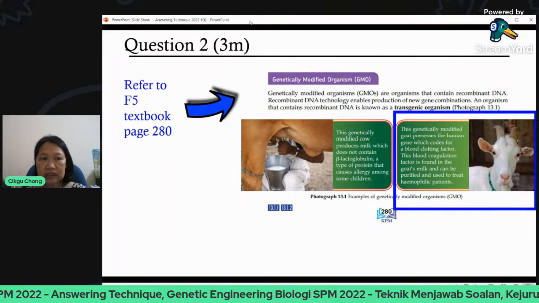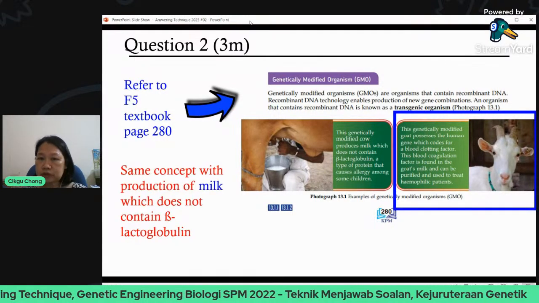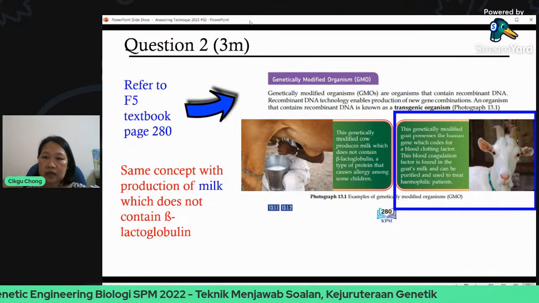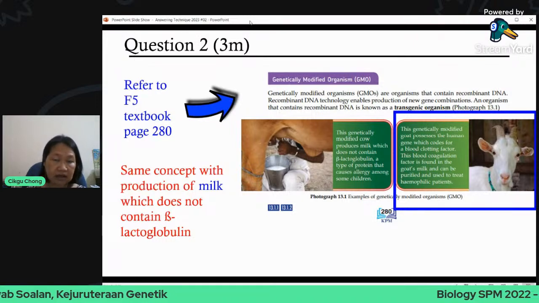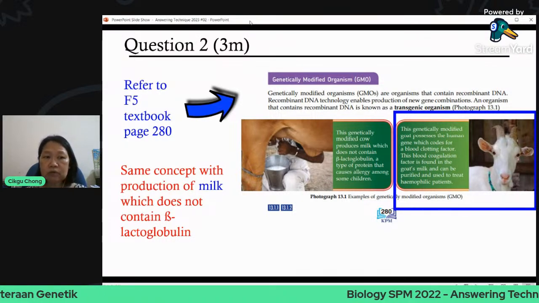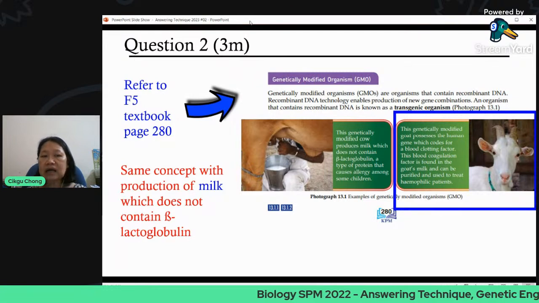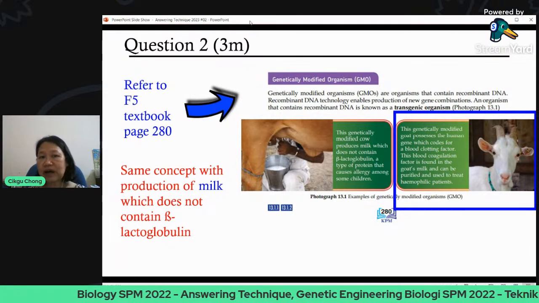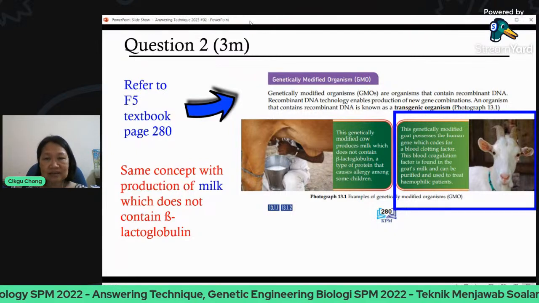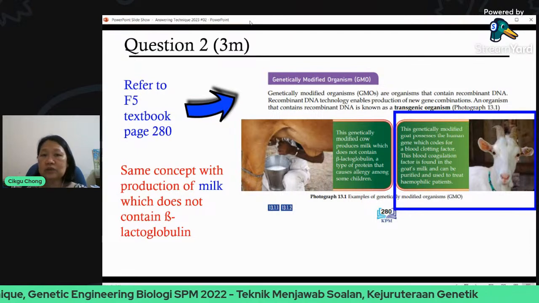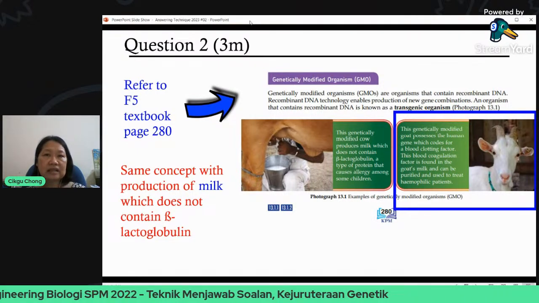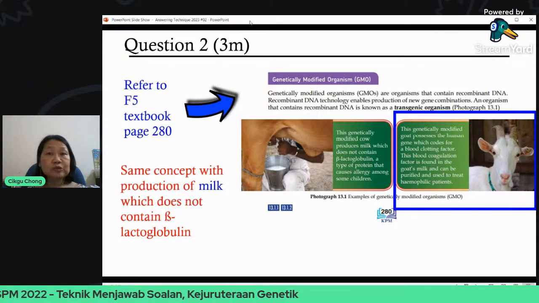So here you see the concept of producing the goat that has this blood clotting factor is the same as the one with the cow. The cow is on the right hand side, or left hand side, producing milk which does not have beta-lactoglobulin. This one is another question I'm going to show you afterwards. So I've got two questions that are related to this. Ada dua soalan saya sudah sentuh di sini tentang penghasilan susu yang ada kelebihan, ada perbezaan daripada susu biasa.